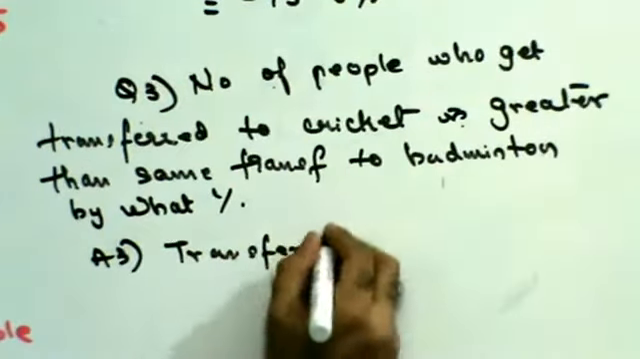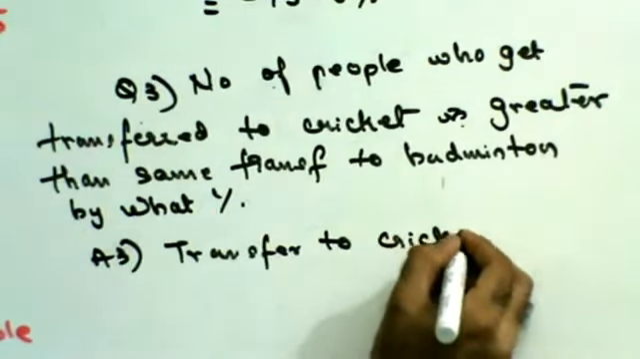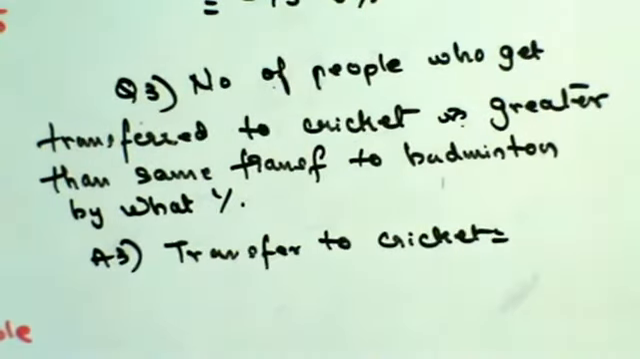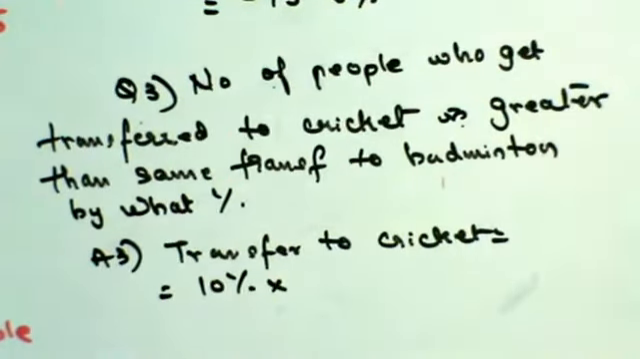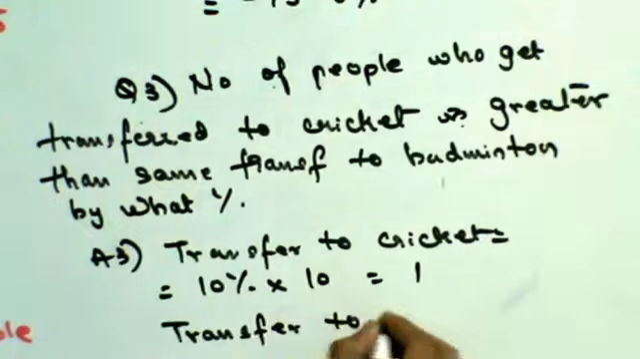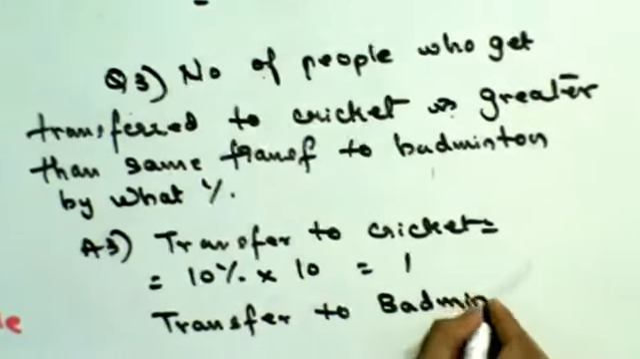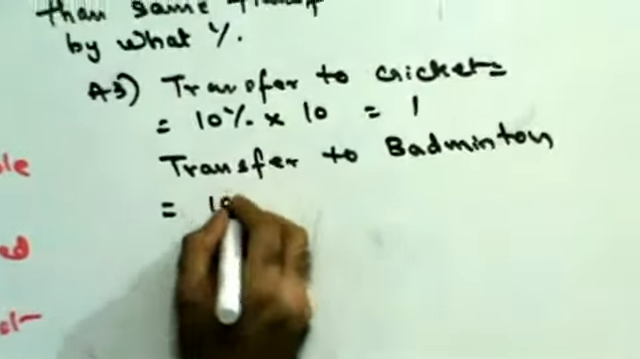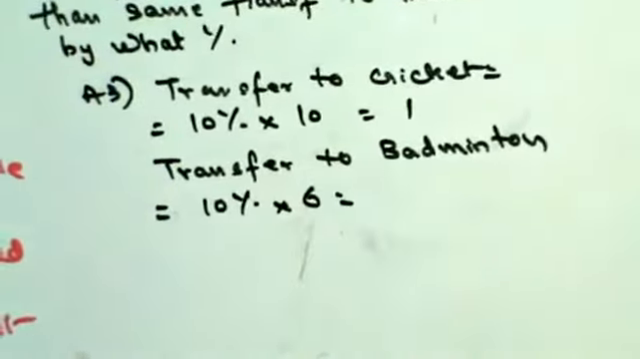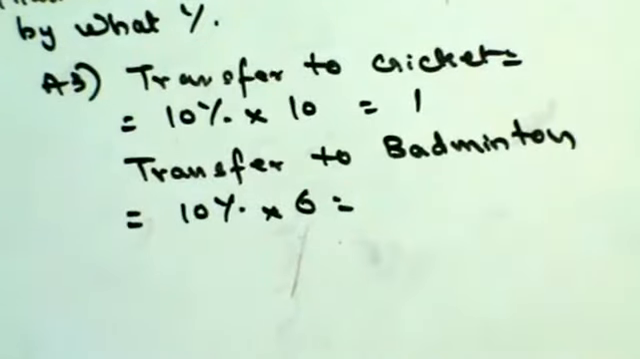Transfer to cricket. Now, how many of them are transferred to cricket? Transfer to cricket are 10% of those who play football only. So that is one player transferred to cricket. Transfer to badminton. How many are transferred to badminton? 10% of those who play tennis only. So 10% of 6, that is going to be 0.6.